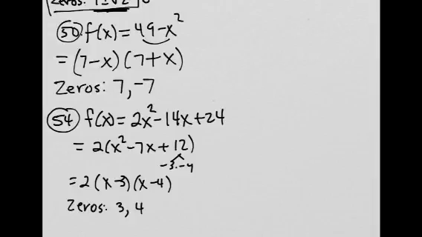And again, the multiplicity of each one is 1. Why? Because I have an exponent of 1 up here and an exponent equal to 1 up here. So 3 is a 0 once and 4 is a 0 once.